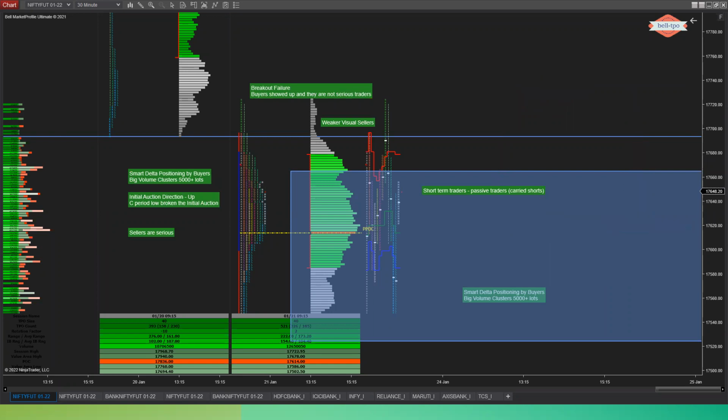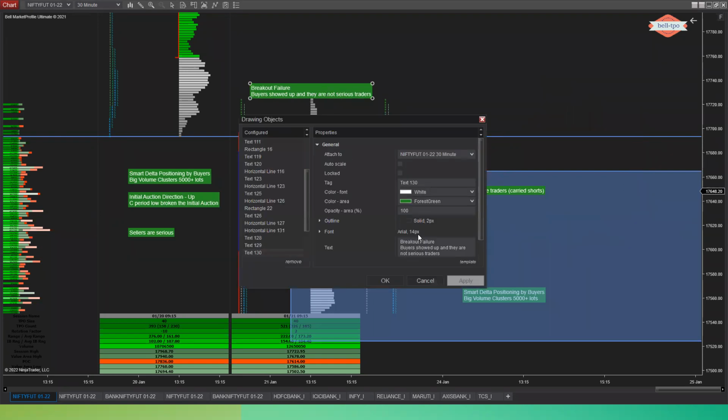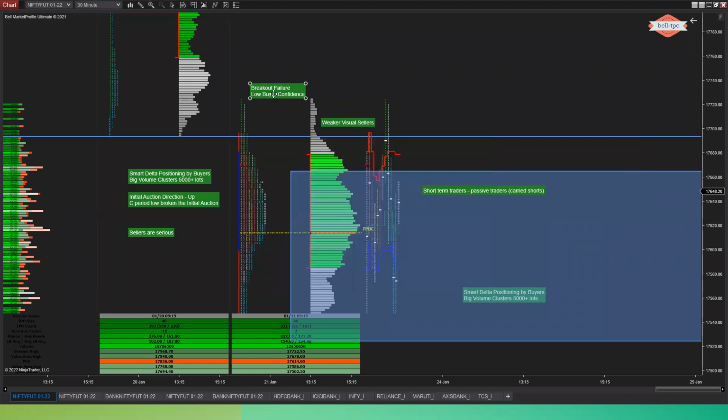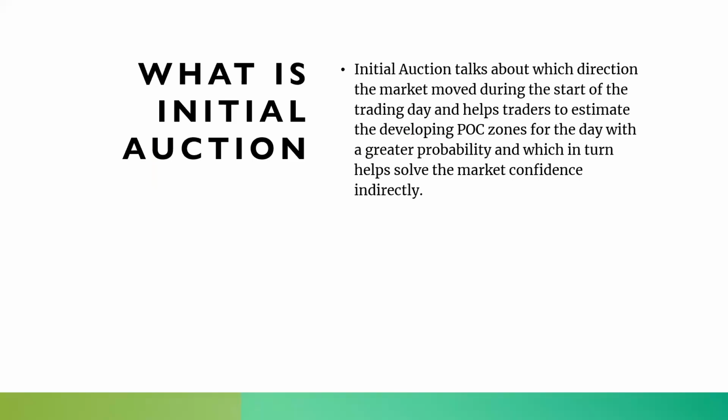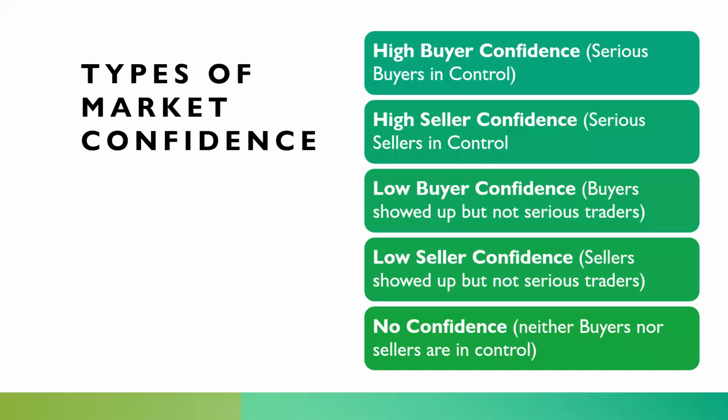Mid-day, the confidence was changing to low buyer confidence. So this particular day, what can we call it? It's a low buyer confidence. Low buyer confidence is an indication that buyers are not willing to accept, rather they are rejecting. You remember, right? We talked about the confidence types. Low buyer confidence: buyers showed up, but they're not serious traders. That's what it translates to.